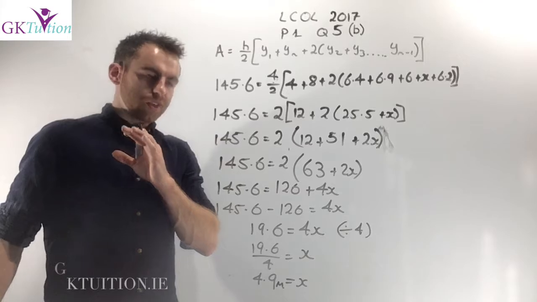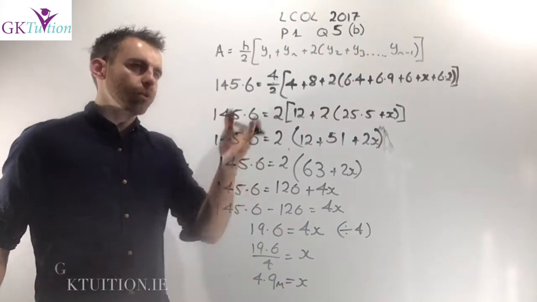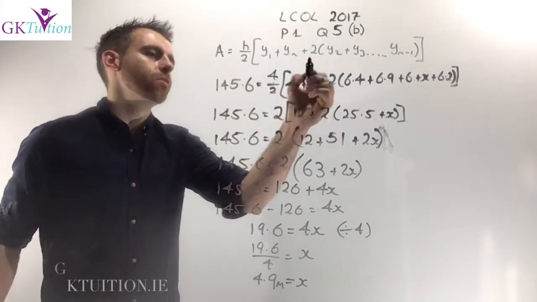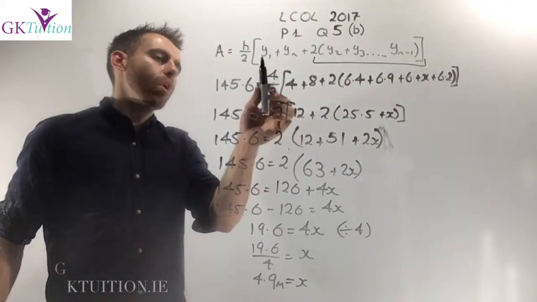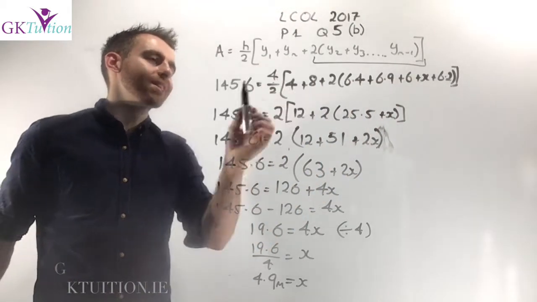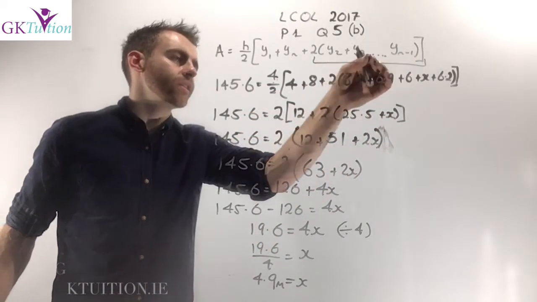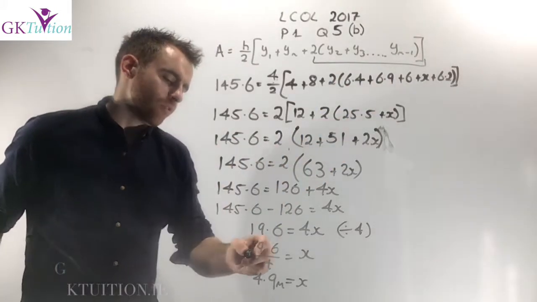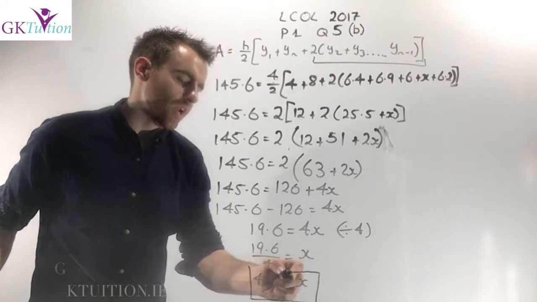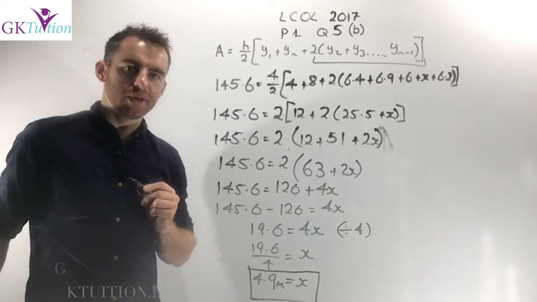So I think it's really important you're clear on the trapezoidal rule there. A lot of people get confused with this bit here. y1 is the first height, yn is the last height, and all of these y's are all the other heights. Your final answer in this case, once you've worked it out, x works out as 4.9 meters.